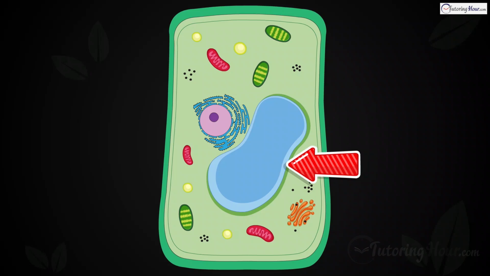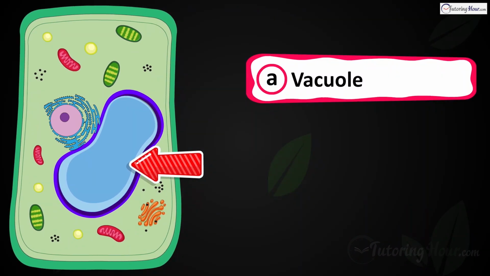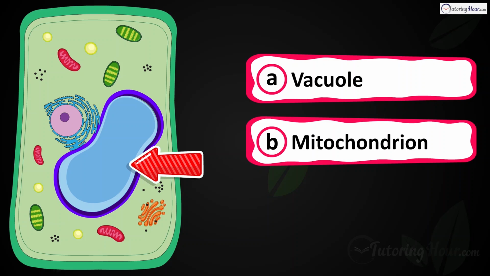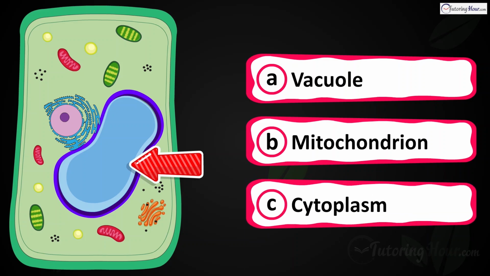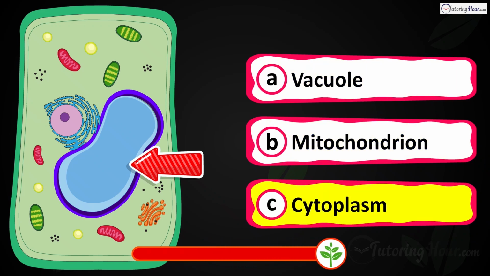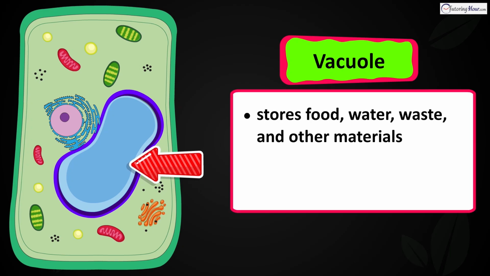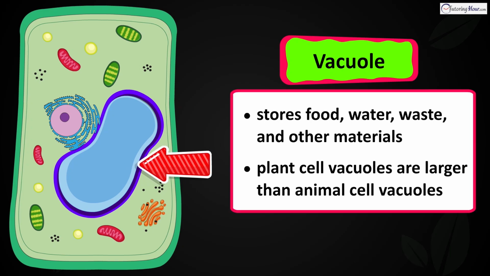Can you identify the highlighted part in the cell? Is it A, vacuole, B, mitochondrion, or C, cytoplasm? The correct answer is the vacuole. It stores food, water, waste, and other materials. Plant cell vacuoles are larger than animal cell vacuoles.